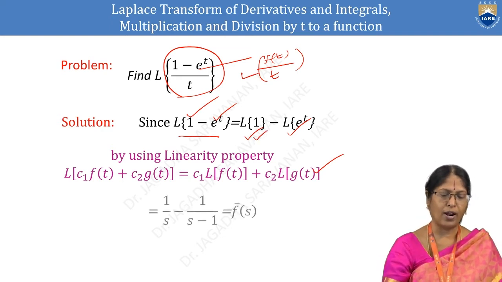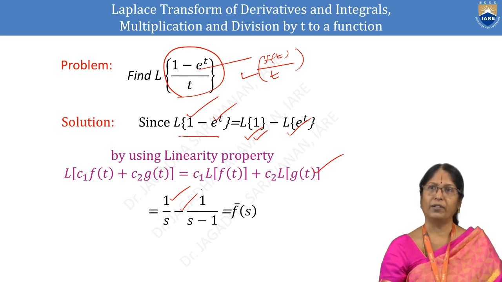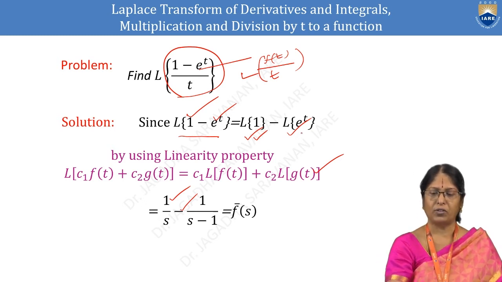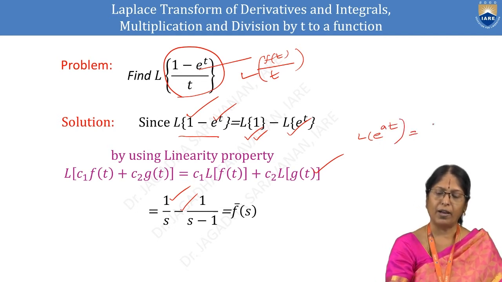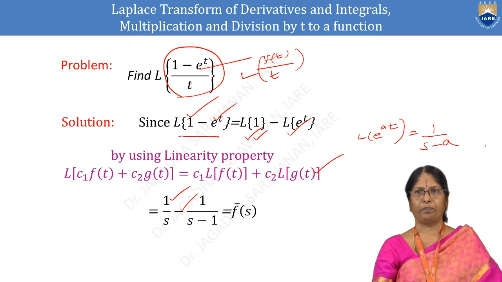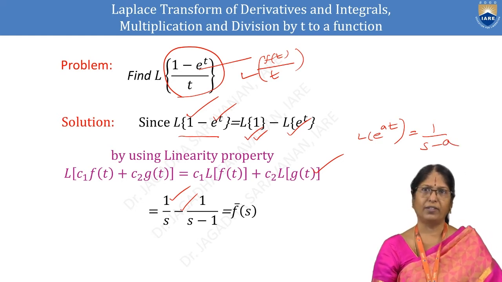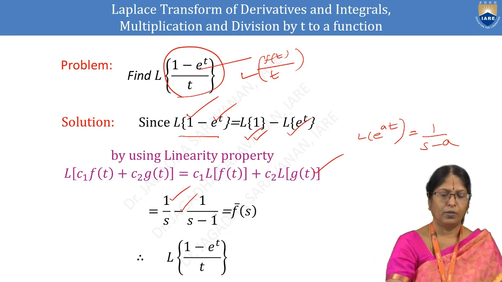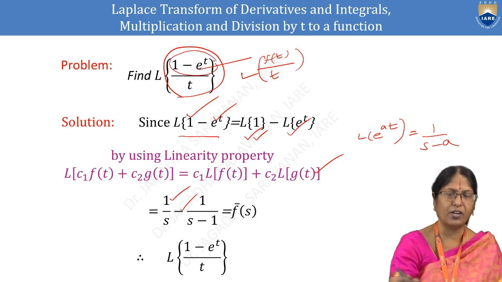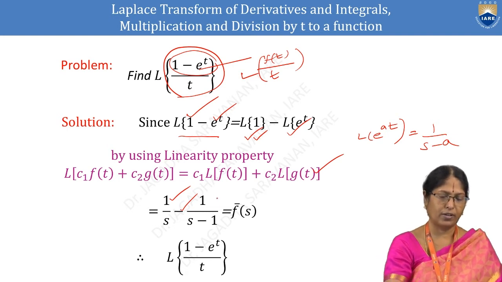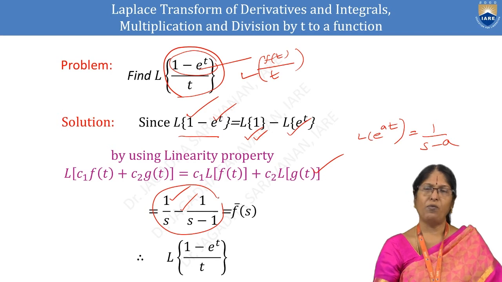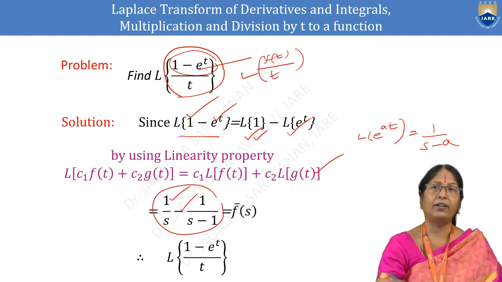So this L of 1 is nothing but 1 by s. Here this minus is minus L of e power t. The formula which is available, L of e power at, is nothing but 1 by s minus a. 1 by s minus a equal to f bar of s. So in this part, only the numerator we concentrated, we applied the Laplace transformation, and we got this result. Now we will concentrate on completing the entire question.